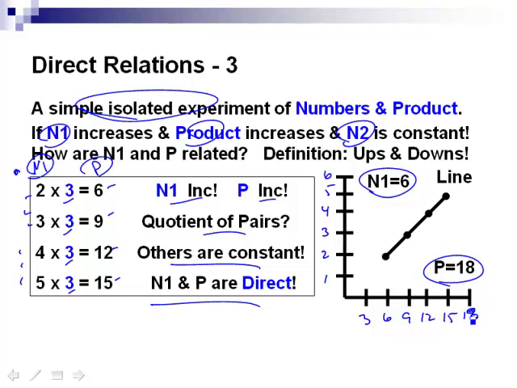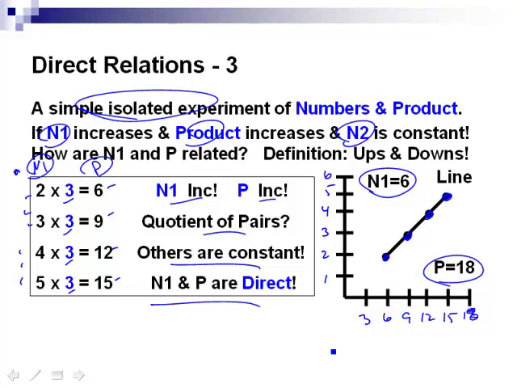All right, now let's try a point here. If the product is 6, then number 1 would be 2, and right there it is, okay? If the product is 9, then the second number would be 3, right there it is. If the product is 12, then the next number would be 4. And if the product is 15, then the number associated would be 5, right there.